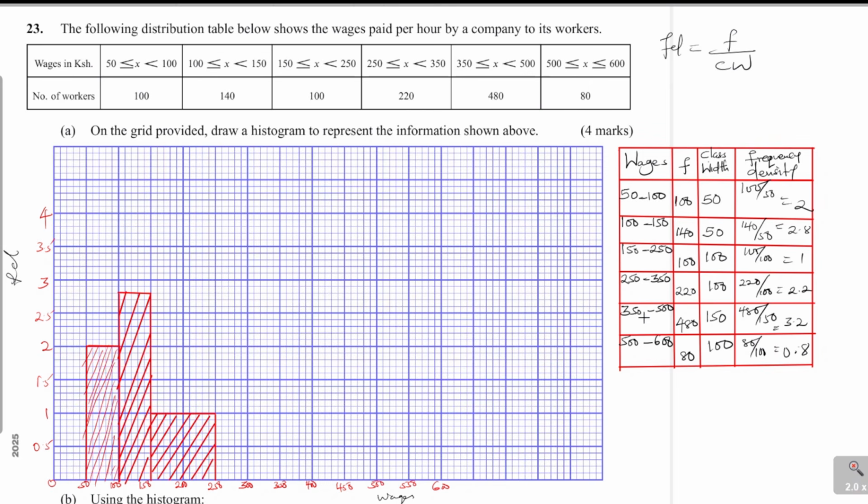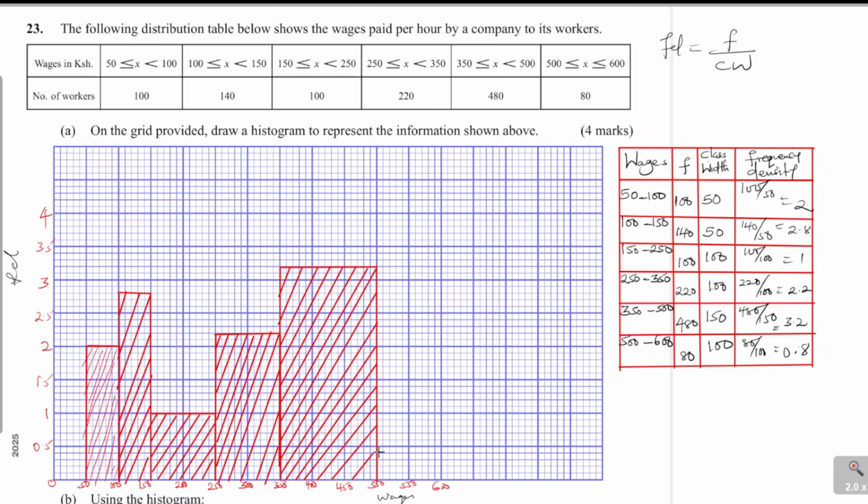The next is 250 to 350. The frequency density there is 2.2. That one goes up to 350 like that. Then you can shade the bar. The next one is 350 to 500, which is 3.2. This one goes up to 500, up to that point. Then you drop down using a ruler. So we shade this one as well.